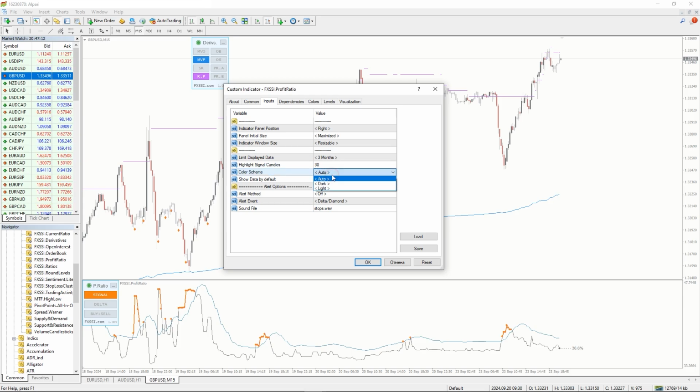You can choose the color scheme that best suits your chart background. You can also decide which data types are shown by default when you open or switch timeframes. Finally, set up alert options to receive notifications based on specific indicator conditions, keeping you informed even when you are not actively watching the charts.